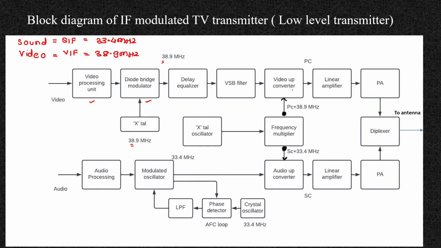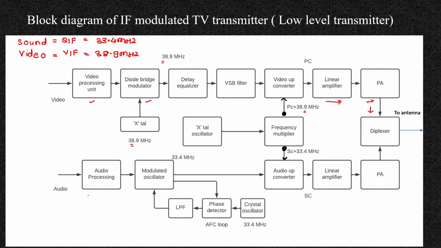Video up converter, here you are adding your picture carrier to your IF signal. This is another crystal oscillator which generates the sound carrier and the picture carrier. So picture carrier plus 38.9 megahertz takes place here. Whatever is generated is called the PC, given to the linear amplifier for amplification. Here your amplification stage is after your modulation stage and after your filter stage. Then the power amplifier, and then it goes to the diplexer. The diplexer allows audio and video signals through a common antenna without any interference between the two signals.